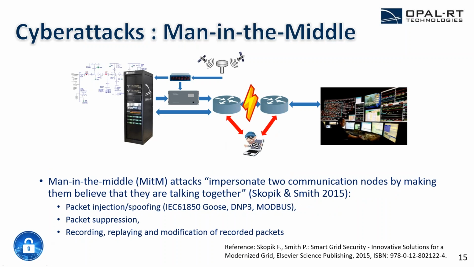Another one that's extremely interesting is the man-in-the-middle attack. I couldn't say it better myself, so I'll use the words of Skopik and Smith here. It's an attack that impersonates two communication nodes by making them believe that they are talking together. Essentially, the attacker can see everything that's going on in your communication feed, and they can also inject spoofed packets, suppress information, record the stream of data that is being passed through it, and replay it and even modify those packets. So there's a lot of potential for chaos here.